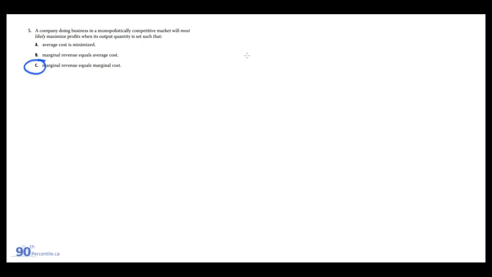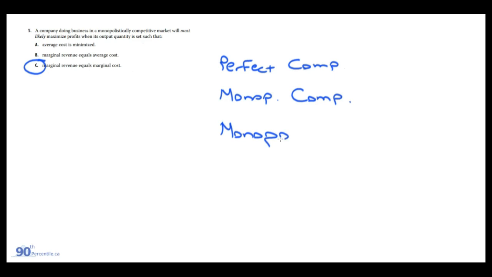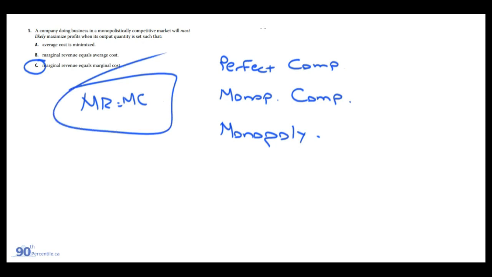This is the same for perfect competition. It's the same for monopolistic competition, and it's the same for monopolies. It's slightly different for oligopolies, and we'll get into that in a bit, but the optimal quantity is always, always, always marginal revenue equals marginal cost. So just get that nailed in your head.